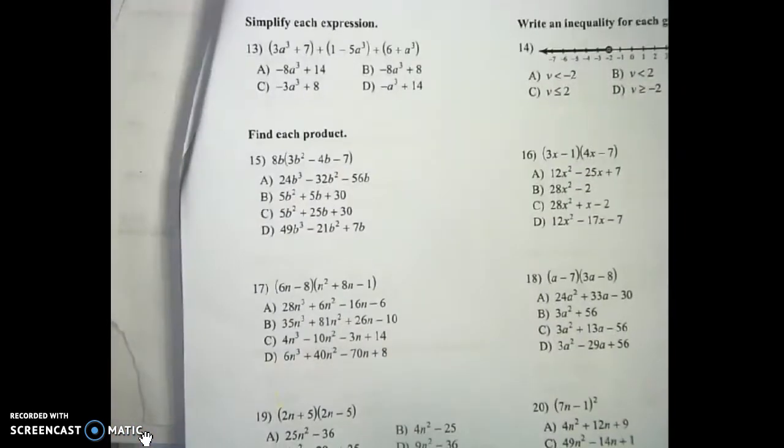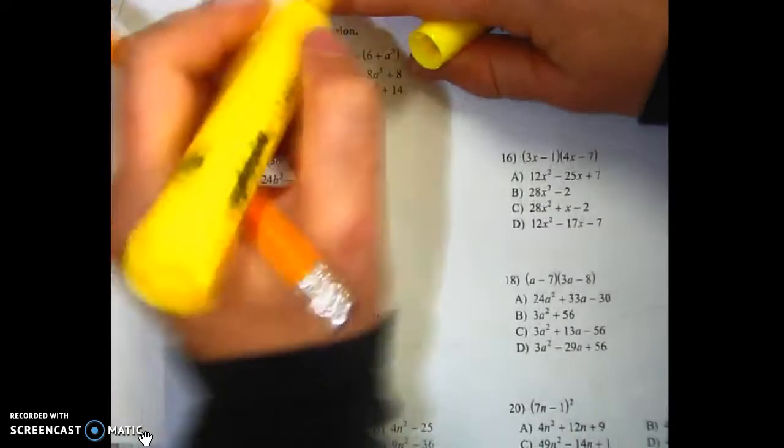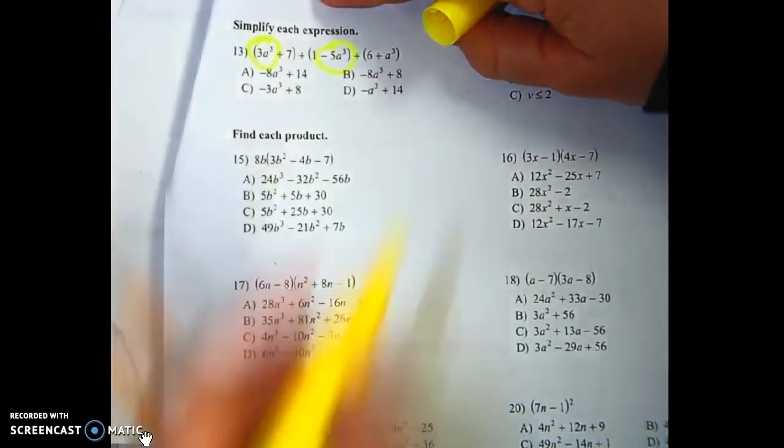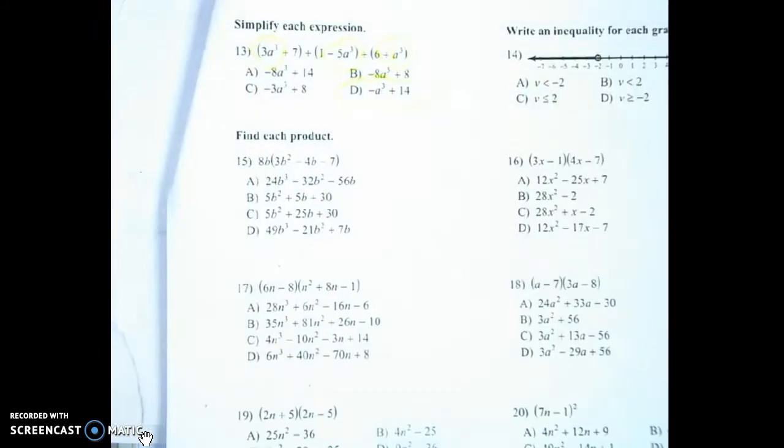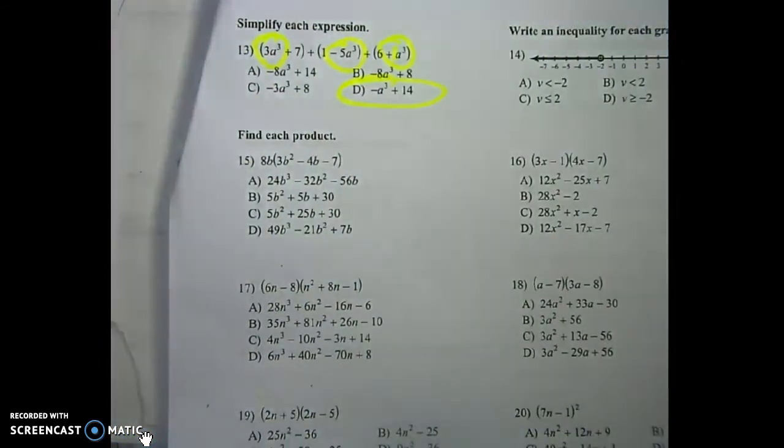Okay, let's go to the next page. I know this is a lot. So this is similar to the previous page. So I have 3a cubed, and I take away 5. That's negative 2. Plus 1 is negative 1a cubed. And there's your answer.